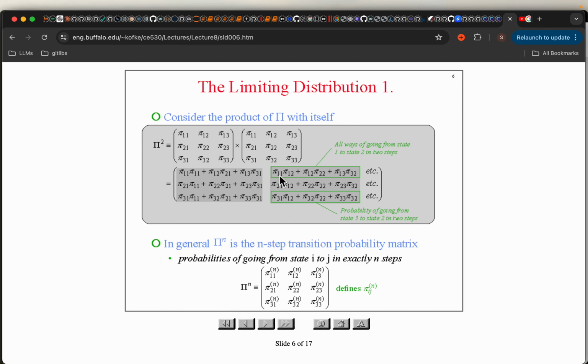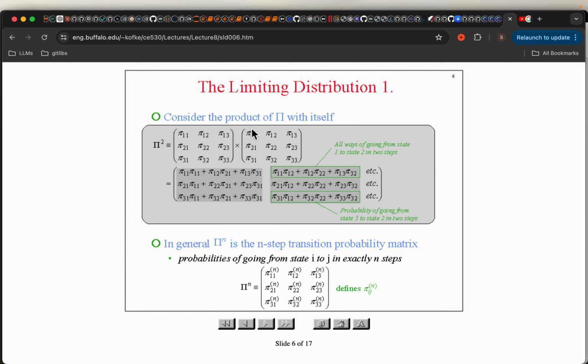So room 1, room 2. As you can see, it always starts at 1 and ends at 2. So we are looking at the first and the fourth element here. 1 and 2, 1 and 2, 1 and 2. So these are all the possible ways of going from room 1 to room 2 in 2 steps, since we took the square of this matrix.